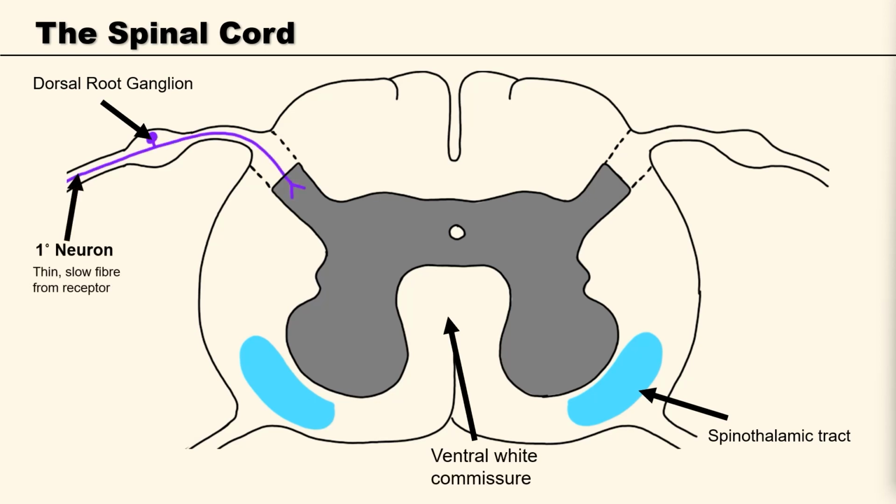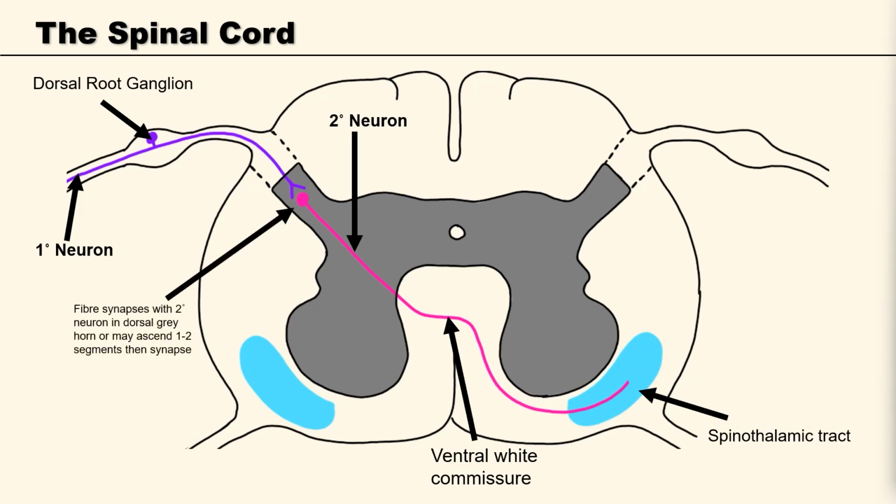The first-order neuron is a thin, slow fibre that travels to the dorsal rami of the spinal nerve. The receptors of these fibres are located within the skin. As that fibre makes its way into the dorsal grey horn, it synapses with the second-order neuron. The axon from the second-order neuron then travels anteriorly and crosses over the midline as the anterior white commissure, and then it enters the spinothalamic tract. Now, it's important to know that potentially these first-order fibres may ascend 1 or 2 segmental spaces before synapsing, but the rest of the pathway will remain the same.